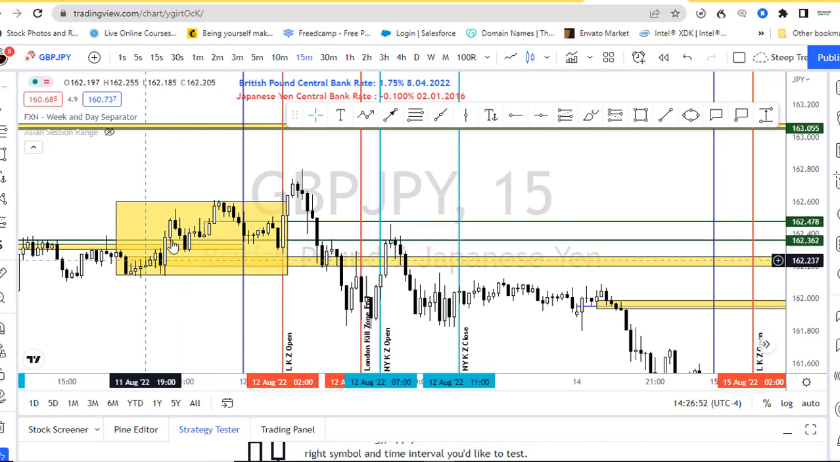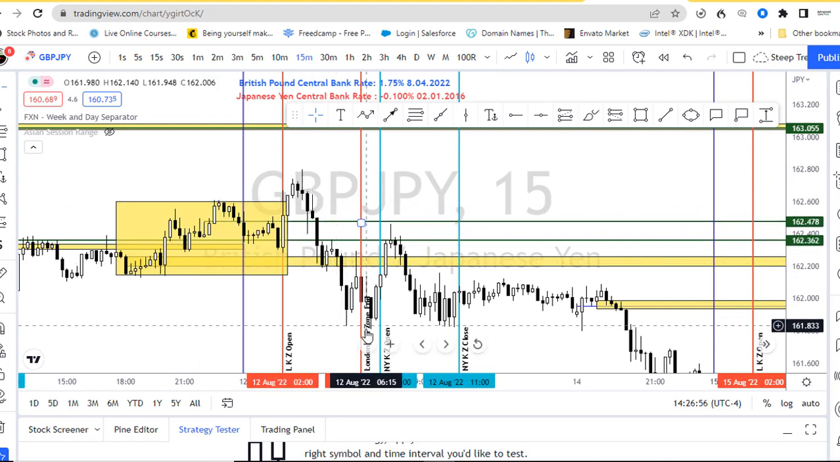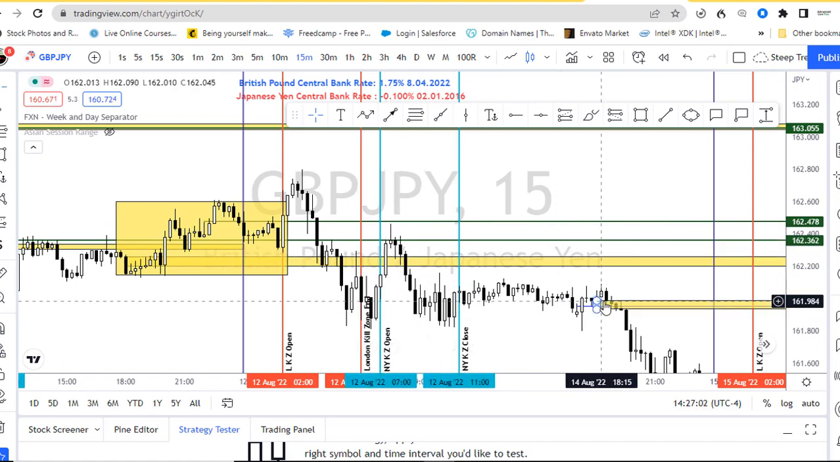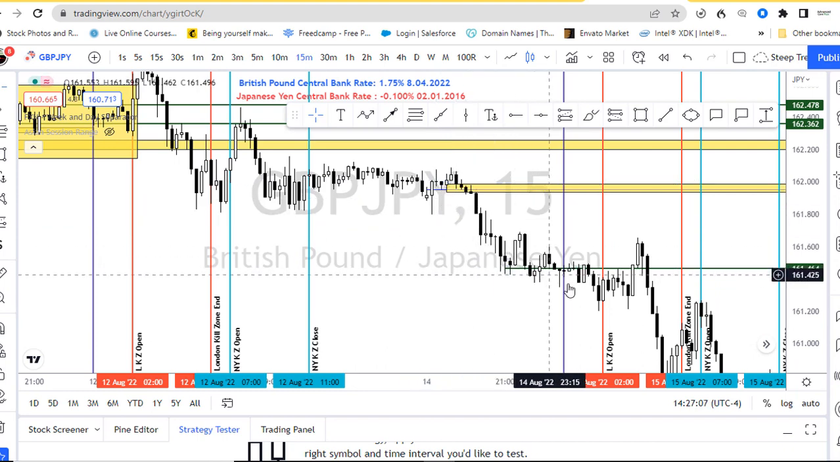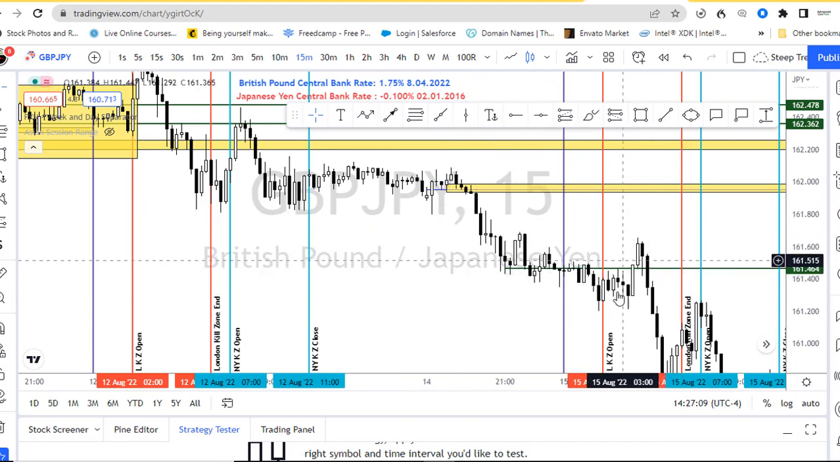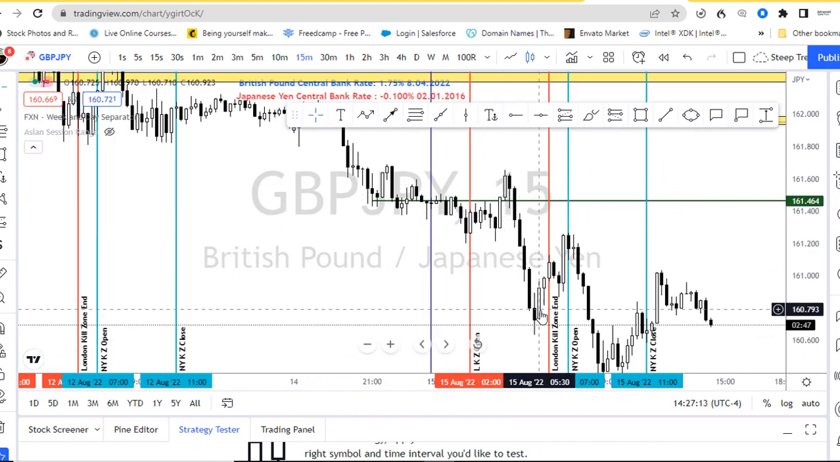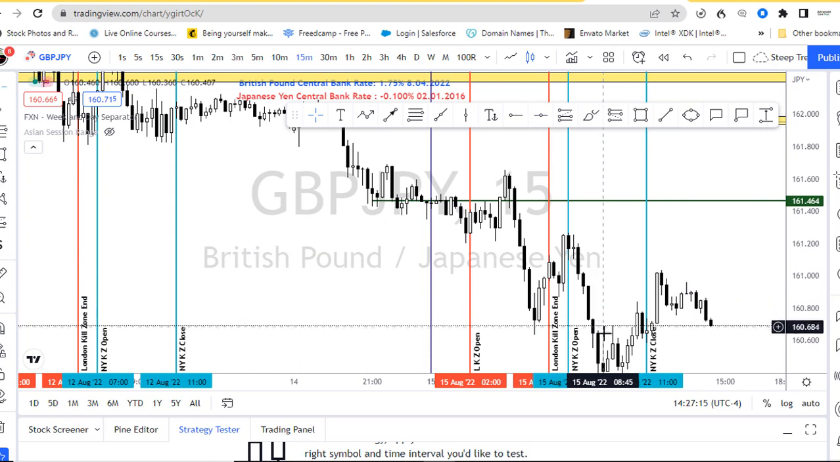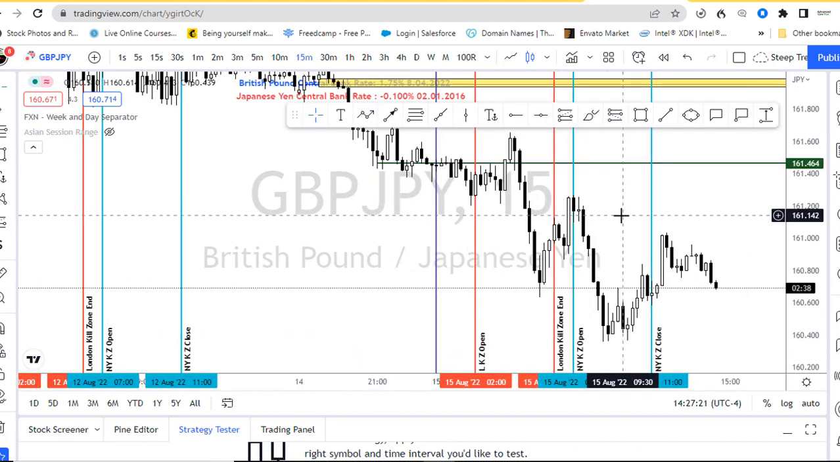So you have consolidation, expansion, retracement, back into consolidation again, right? Expansion, retracement, consolidation, expansion, retracement, expansion, consolidation, expansion. That's how it moves. All right.